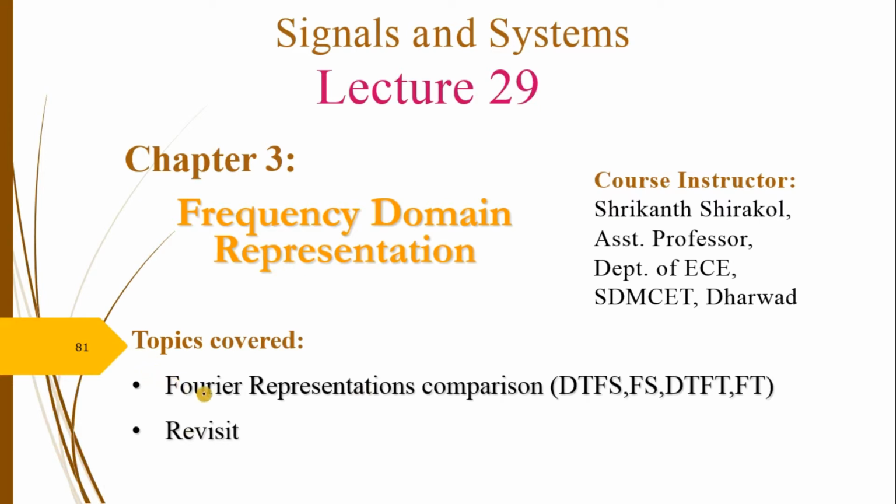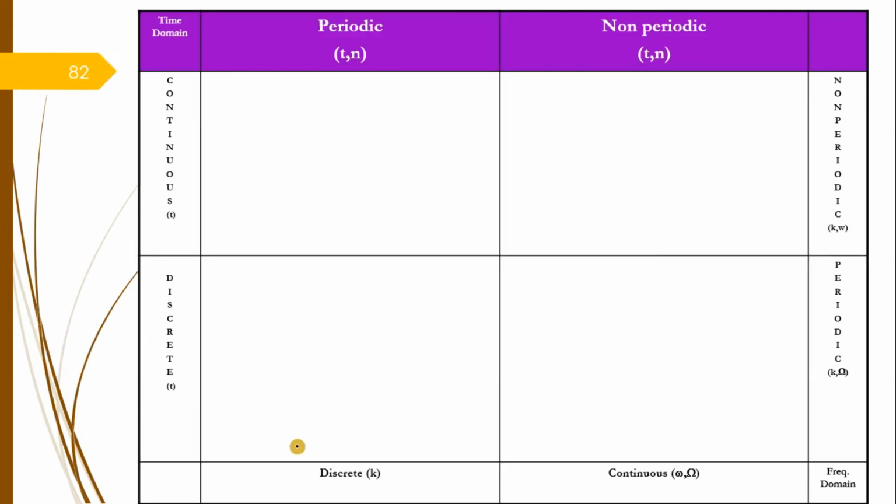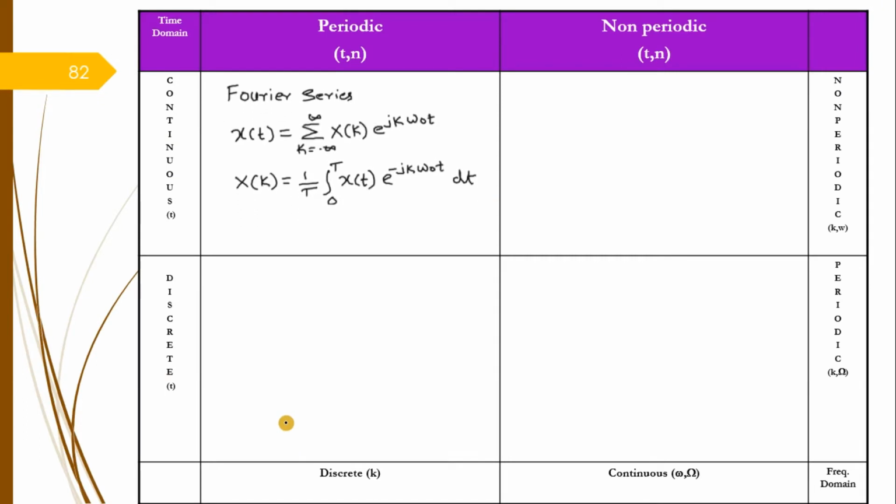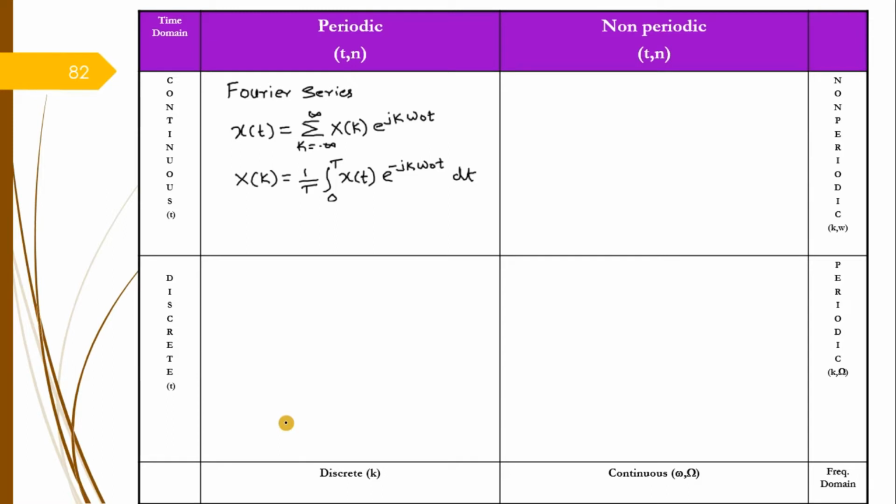Today's topic is Fourier representation comparison. We have come across 4 Fourier representations: DTFS, FS, DTFT, and FT. We will compare all of them and revisit them conceptually. So here's a table I have made in order to illustrate the importance of the Fourier representations.